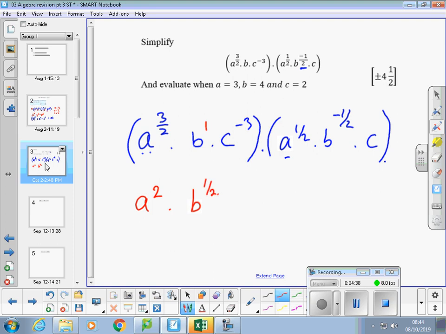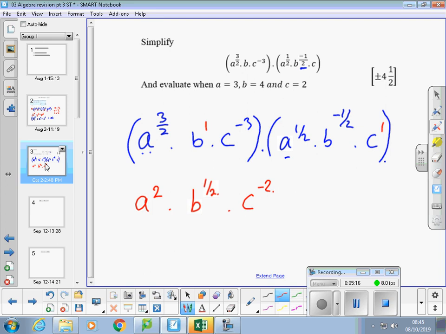And then c to the minus 3, and that's effectively c to the 1. What do I end up with? c to the minus 2. How else can I write that? Could I write that b to the power of a half?